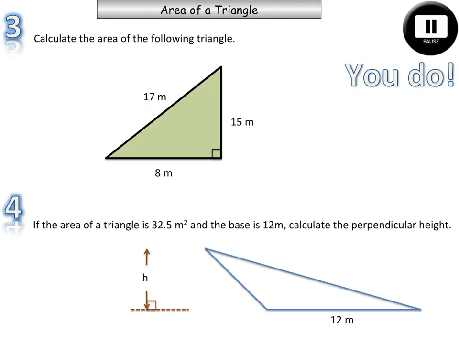Okay, pause the video. I would like you to, in the front of your book, calculate these two questions. Question 3 is saying find the area of the triangle. And question 4, I've given you what the area is, and you need to work backwards to calculate the perpendicular height. Once you've answered these two questions, can you please answer them in the link beneath this video, which will give you a website where you can put your answers in. So put your full name, put your answers, and we'll go through the answers next lesson.